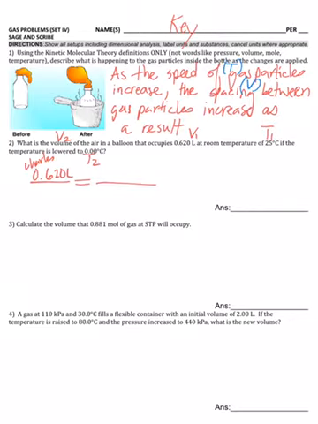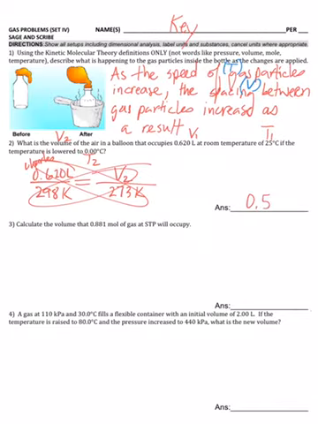And 25 degrees Celsius in Kelvin is 298 Kelvin. V2 is my unknown. T2 is 0 degrees Celsius. Adding 273 gives us 273 Kelvin. Cross multiplying, solving for V2 will get me 0.568 liters.